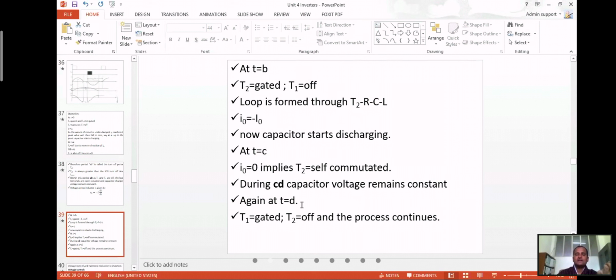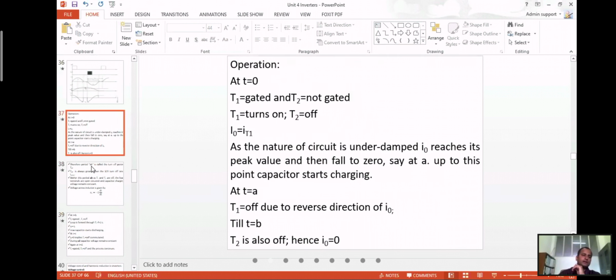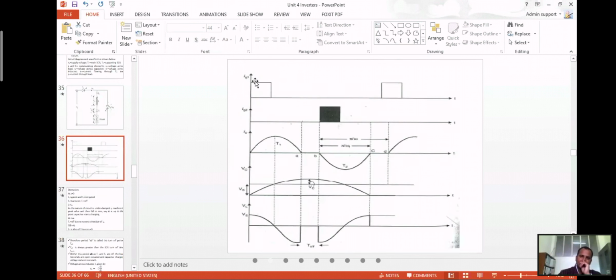Again at t equals to T, T1 is on and the same cycle will flow. Initially thyristor T1 is triggered, then the current reaches a maximum value and falls back to 0. At the point t equals to A, thyristor T1 is commutated, meaning T1 is off. At the same time T2 is also off. The current I naught will be equal to 0 between points A and B.